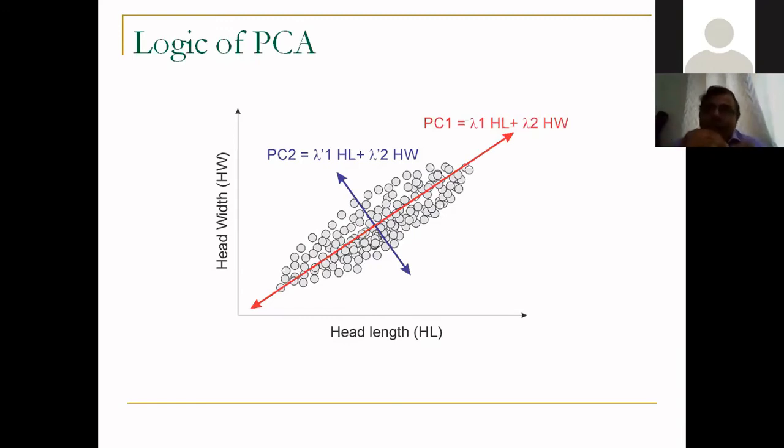So in that case, I look at PC1, I look at what is the lambda 1, lambda 2, or coefficients of different variables, and I can find out which variables are important ones. So if on PC1 head length is the most important variable, then I know that the most important variable which is varying in these groups is the head length, and so on and so forth.